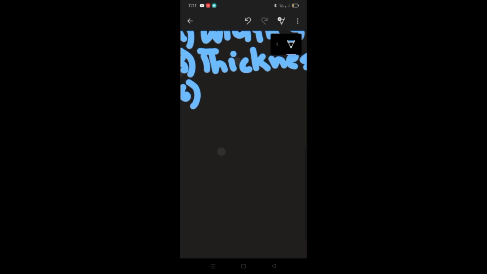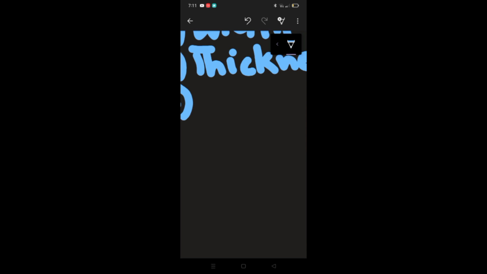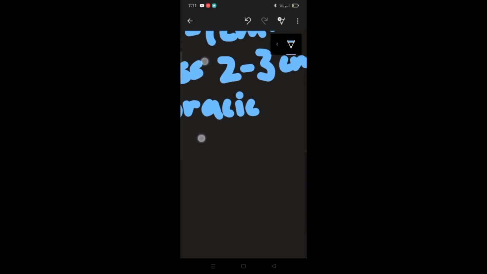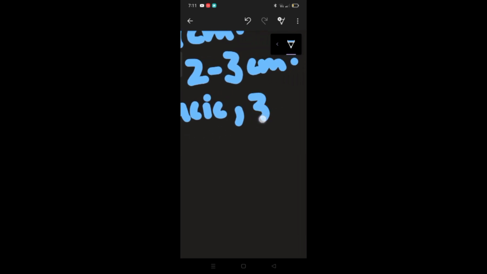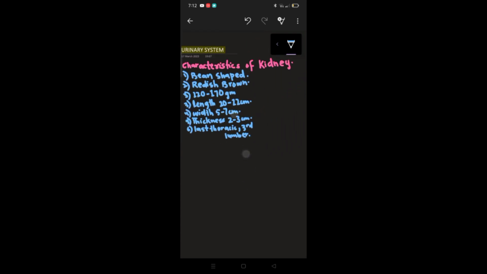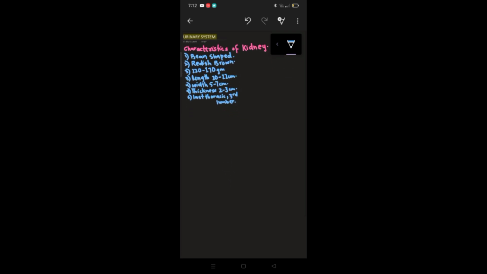So next we have the location of the kidney. So what's the location of the kidney? Let's see. It is starting from last thoracic and extends to the third lumbar. So let me write here as well so that it can be clear to you.